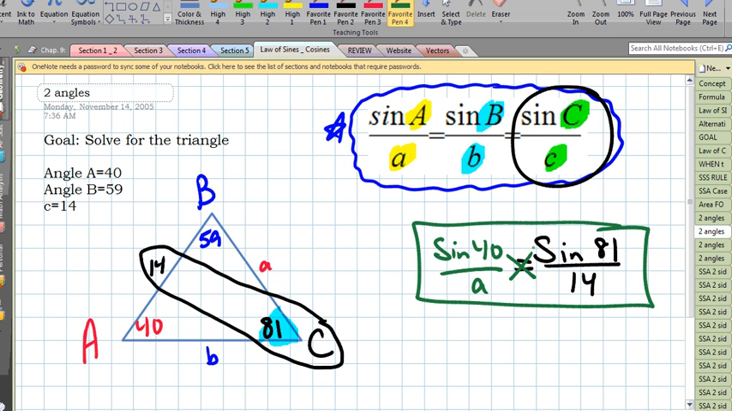I've got my calculator in my hand, and I'm going to go sine of 40 times 14 divided by the sine of 81. And little a turns out to be 9.1112.